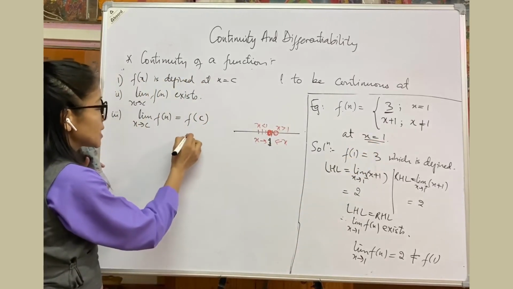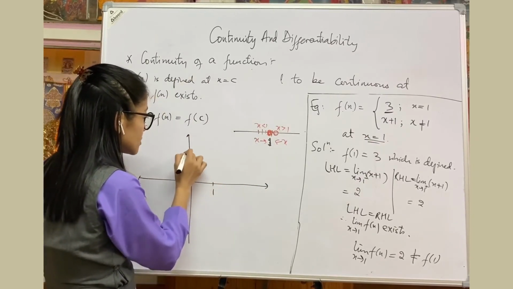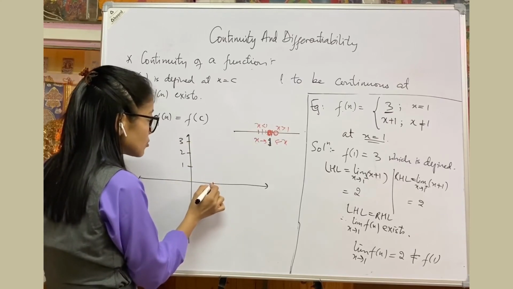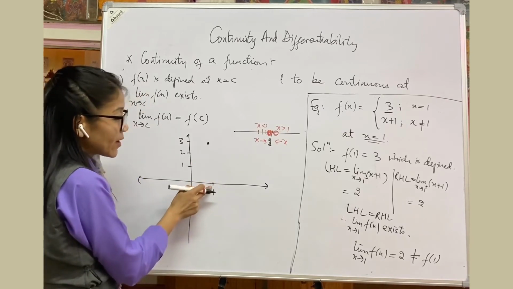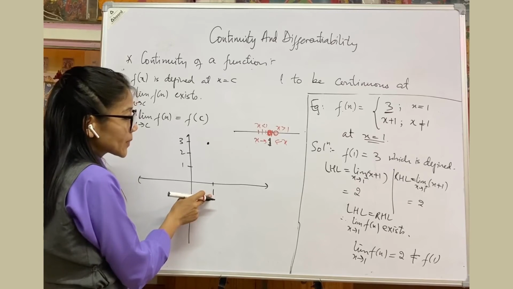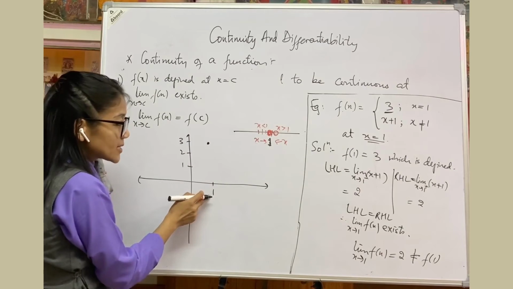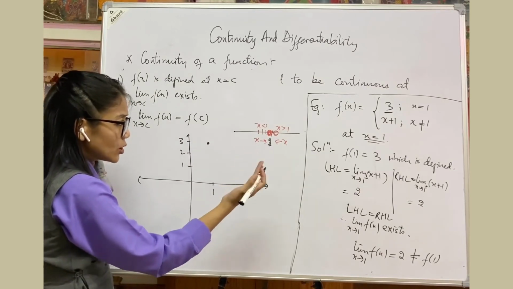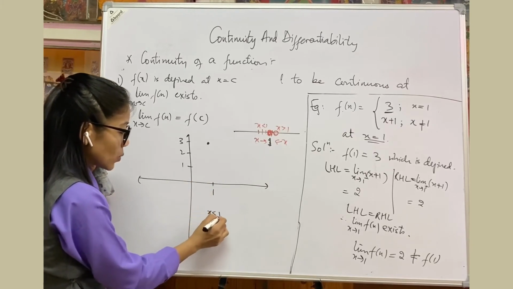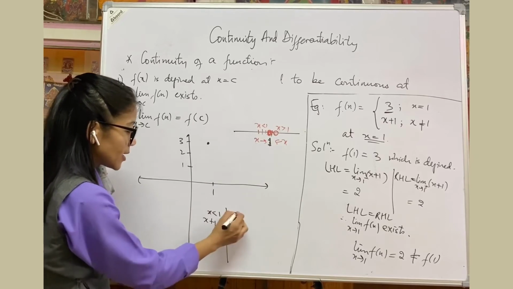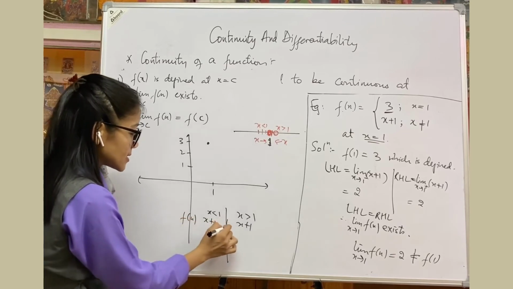Now graphically if we see the graph, so here we get when x is equals to 1, 1, 2 and 3. So when x is equals to 1, f of 1 is equals to 3. So you get 3 here, right? And when x is not equals to 1, when x is less than 1, the image is x plus 1. Similarly, when x is greater than 1, its image is x plus 1. So this is f of x and this is f of x.